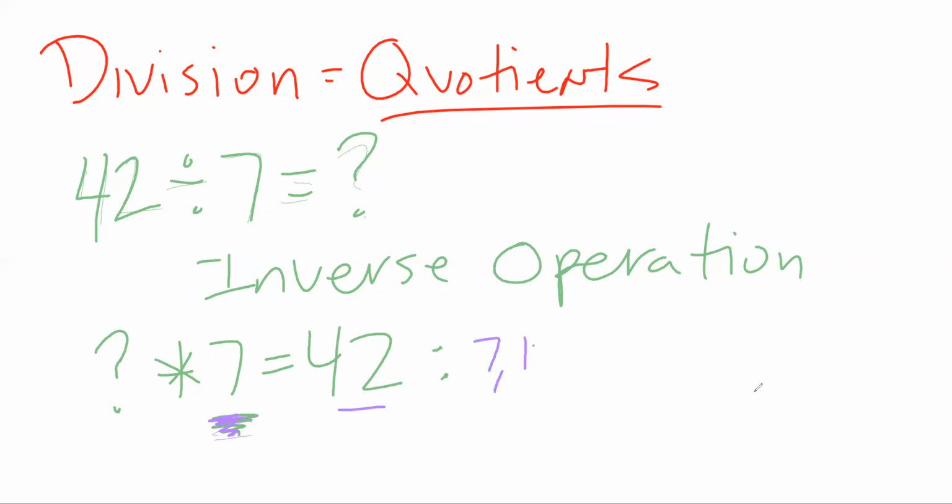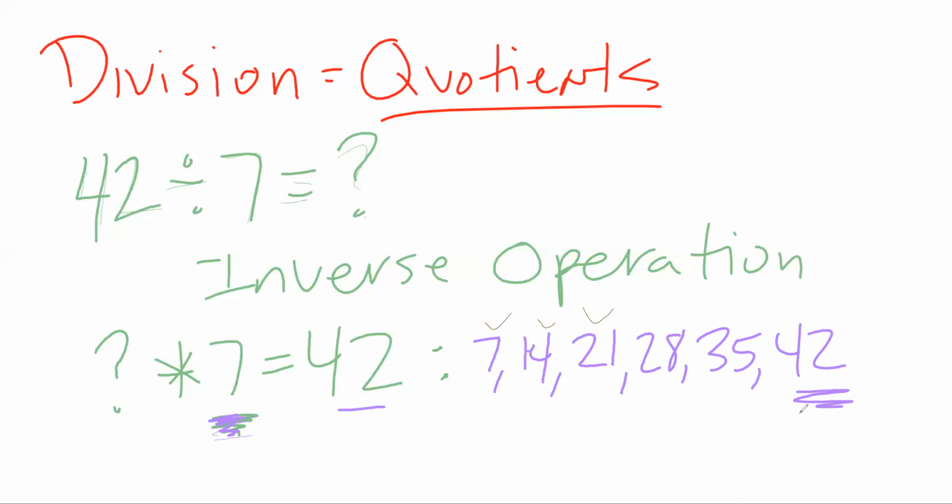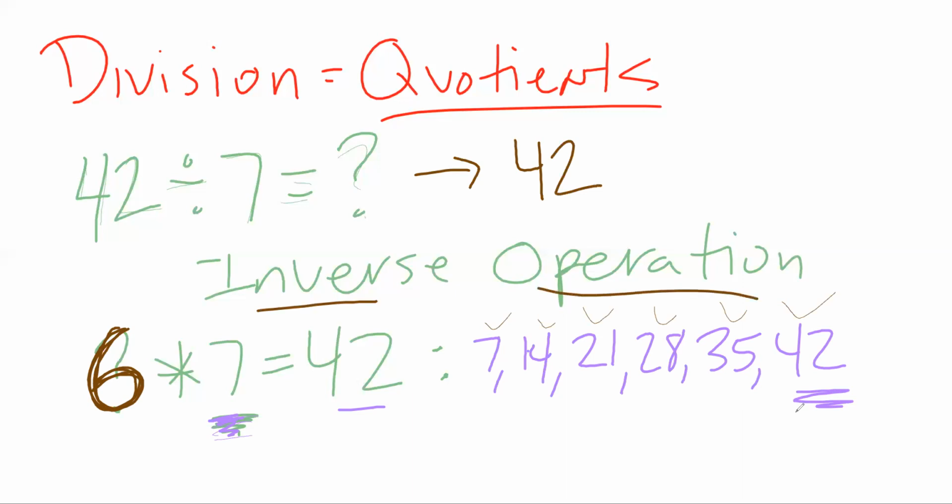So 7, 14, again, multiples, I'm just skip counting, right? 7 times 1, 7 times 2, 21, 28, 35, 42. There it is. So how many times did I have to do that? Well, 1, 2, 3, 4, 5, 6, which means with all that information I just gathered, that 6 times 7 equals 42. Therefore, according to the inverse operation in fact families, 42 divided by 7 equals 6.